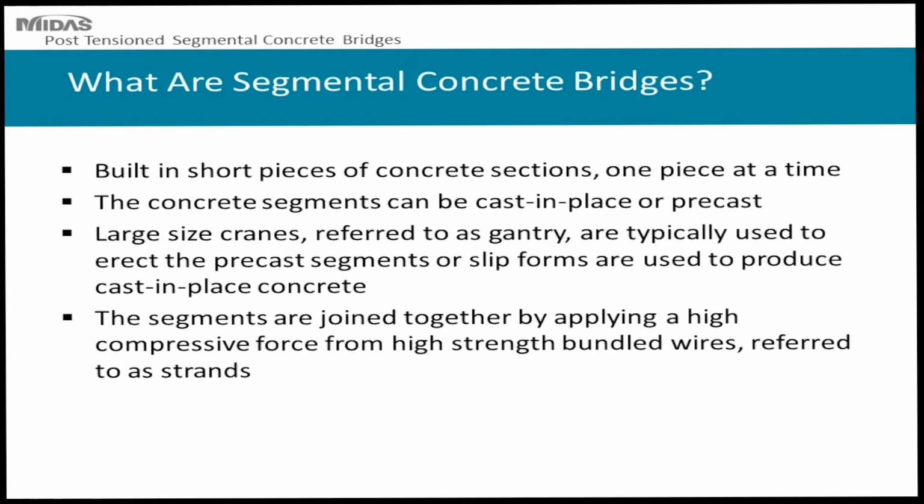So what are segmental concrete bridges? Segmental concrete bridges are built from short pieces of concrete sections, one piece at a time. The concrete segments can be cast in place or precast. We usually have large cranes, referred to as gantries, which are typically used to erect the precast segments, or slip forms are used to produce cast-in-place concrete. Then the segments are joined together by applying a high compressive force from high-strength bundled wires, referred to as strands.